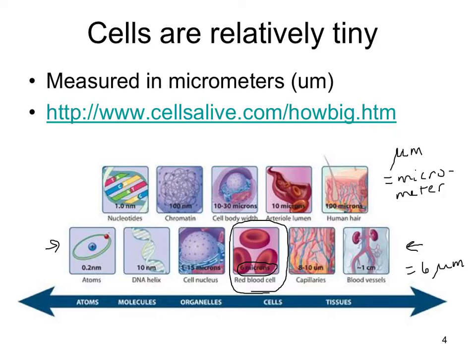So similarly with bacteria, typical bacteria might be anywhere from 5 to 100 micrometers in length, going from the very small to the very large, and we can't see them with unaided eyes. This is true for most cells.